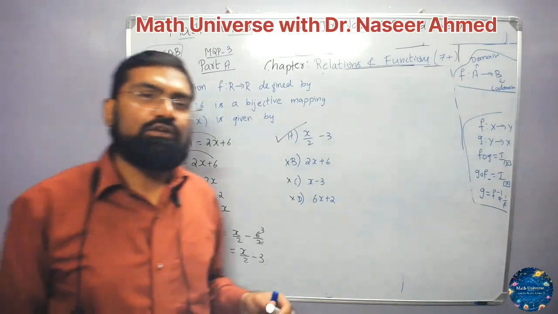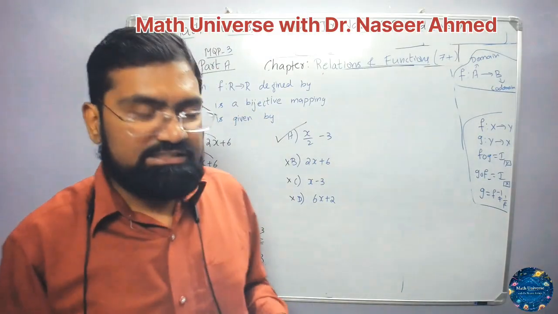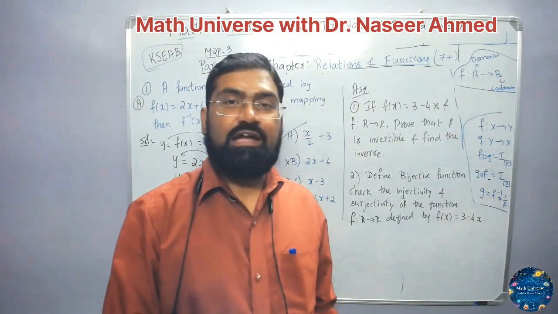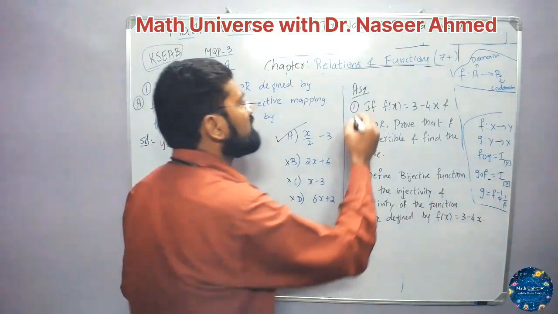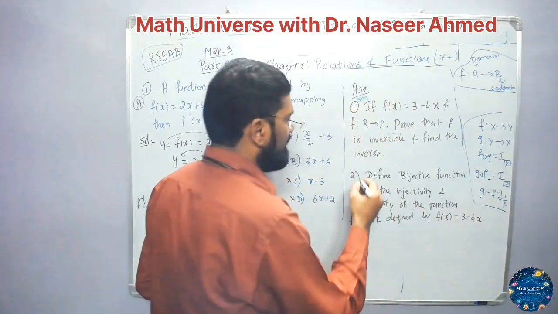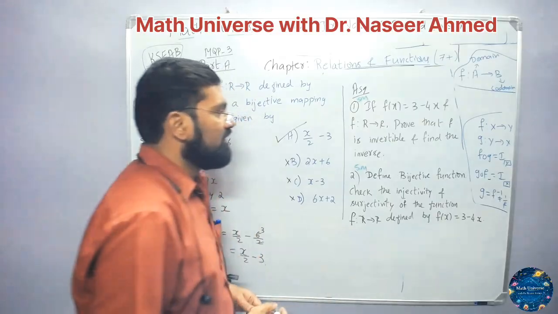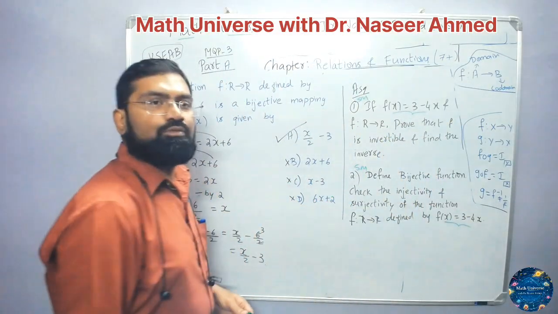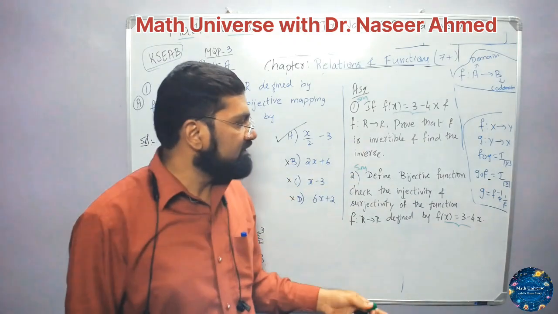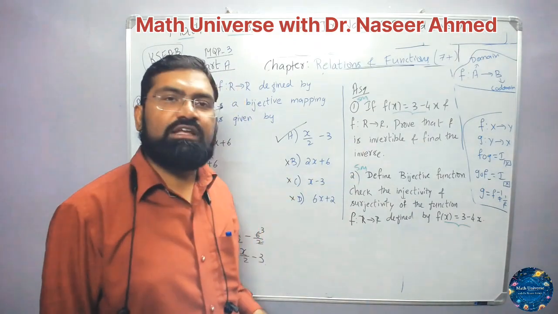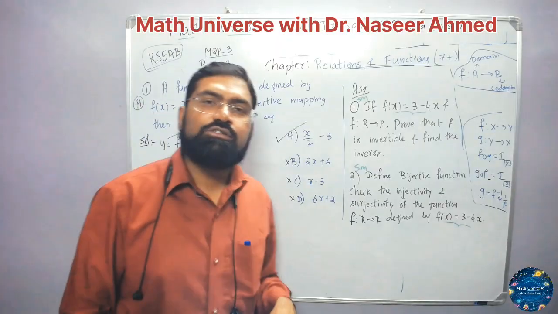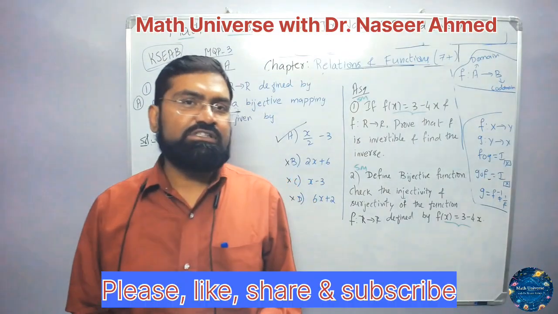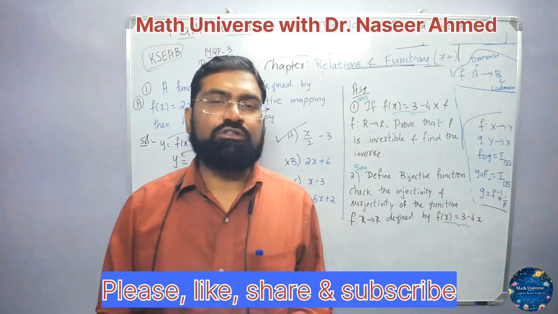So with this, all the questions from relations and functions are completed. Yes, dear students, now it is time for assignments. These are the 2 questions I have given for assignment. Both are 5-marker questions. If you see, both are the same function, but here I'm asking to prove it is invertible and then find the inverse, and here it is about injectivity and surjectivity. So with this, we come to an end on relations and functions model question paper problems.